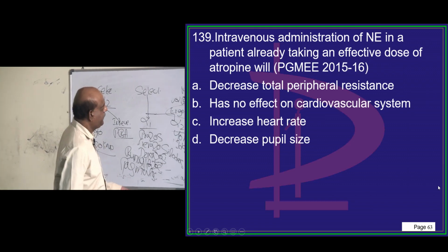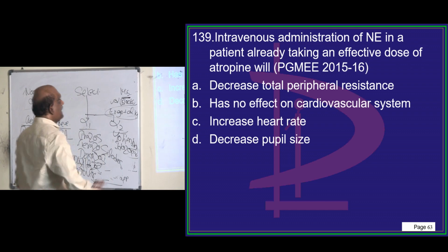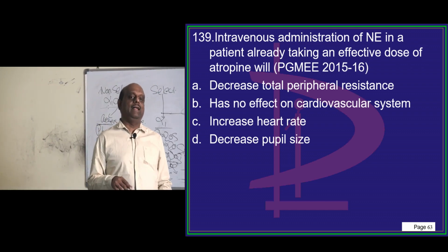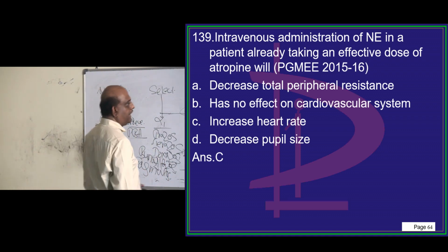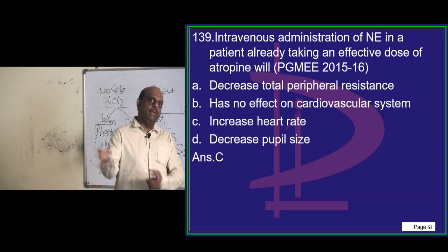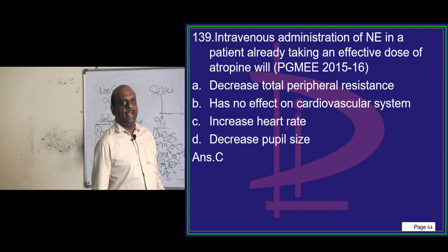Now doc, if you give intravenous administration of norepinephrine in a patient who is already taking atropine, an anticholinergic, what is the combined effect of it? The combined effect is an increased heart rate. Atropine also increases heart rate.